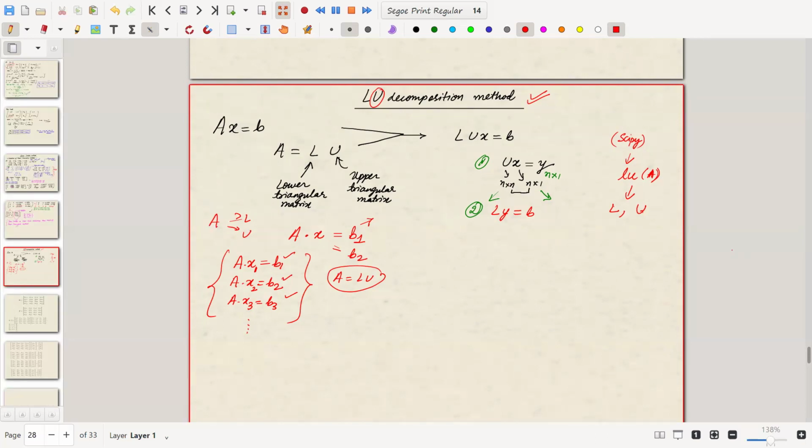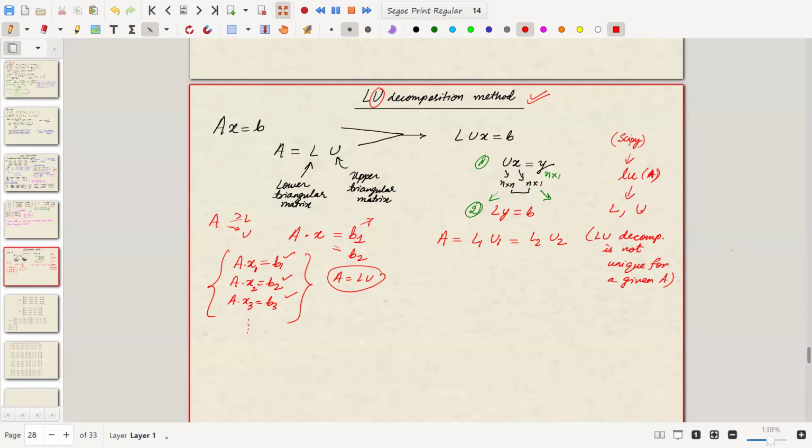Moreover, we will see that this LU decomposition is not unique. You can have the matrix A, decompose it into L1, U1, and the same matrix you can also decompose into L2, U2. So LU decomposition is not unique for a given matrix.